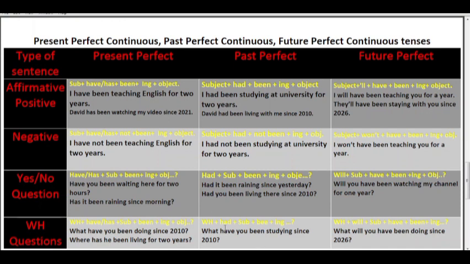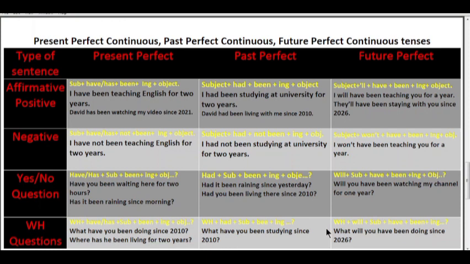For past perfect continuous tenses, we introduce WH words, then had, then subject, then been, then ing form, and finally question mark. For example, what had you been studying since 2010? It's mistakenly written have on the slide, rather than had. So what had you been studying since 2010? For future perfect continuous, we introduce WH words, then will, subject, have, been, ing form, and finally question mark. For example, what will you have been doing since 2026?